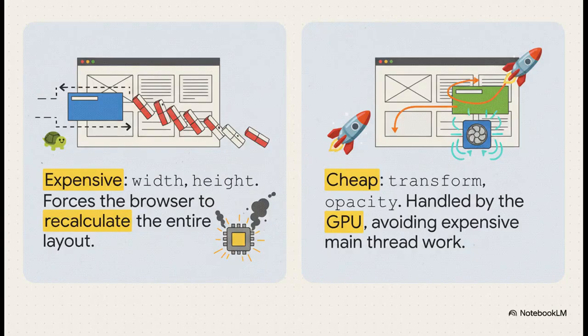Not all CSS properties are created equal. Animating things like width or top is really expensive because changing them can affect the position of a bunch of other elements, forcing the browser to recalculate the whole page layout. But properties like transform and opacity are special. The browser can hand these animations directly off to the computer's GPU, the graphics processor, which is built for this stuff. It completely bypasses that expensive layout step. It's like having a dedicated painting assistant that's lightning fast.